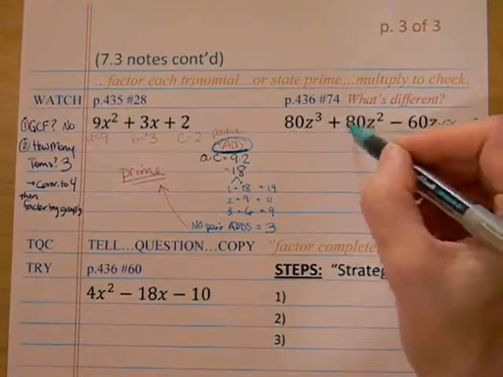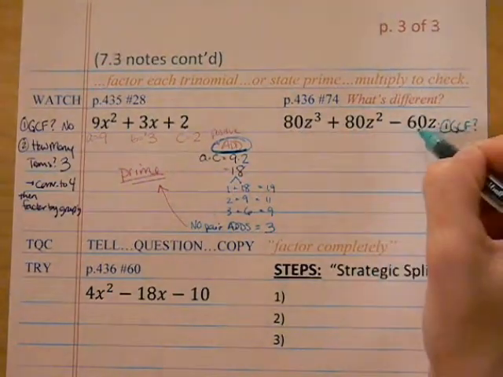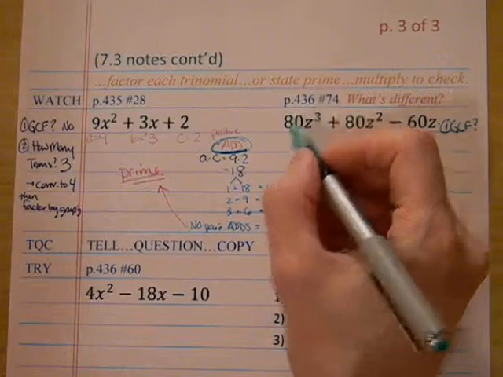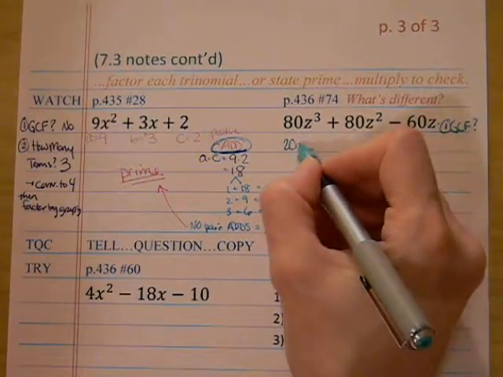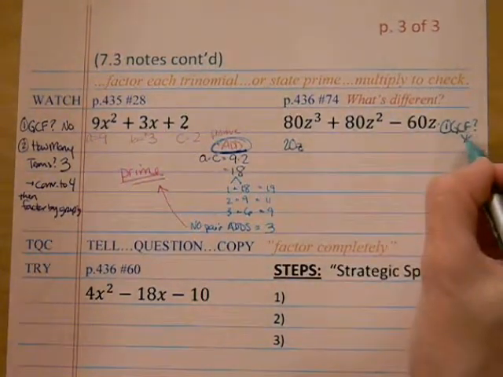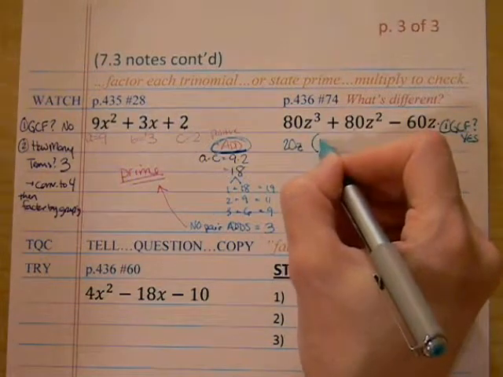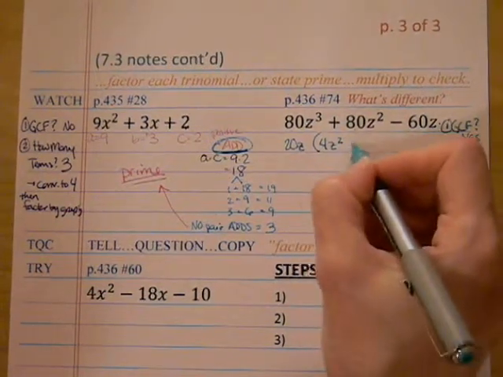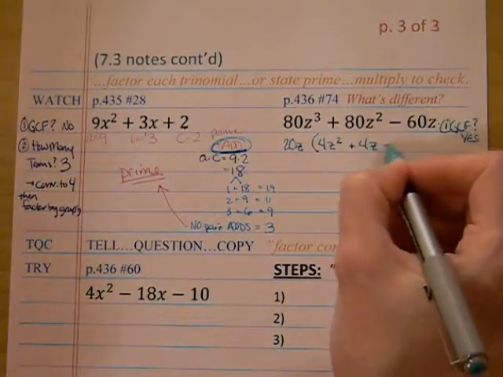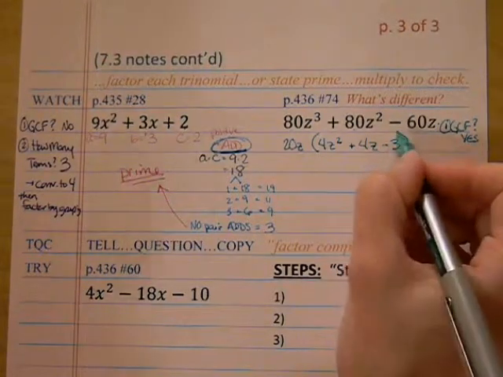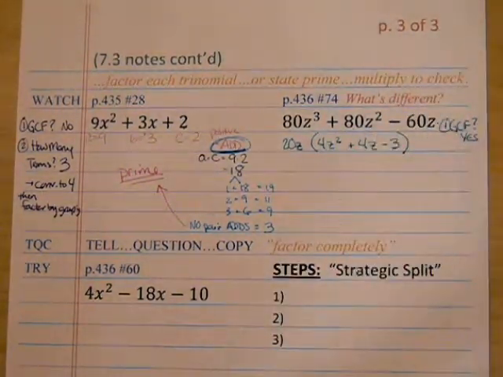In fact, they also have some numbers in common. We're going to be able to pull out a 20 here. So let's go ahead and do that. Let's do a GCF of 20z, leaving behind 4z squared plus 4z minus 3. 4z squared plus 4z minus 3.